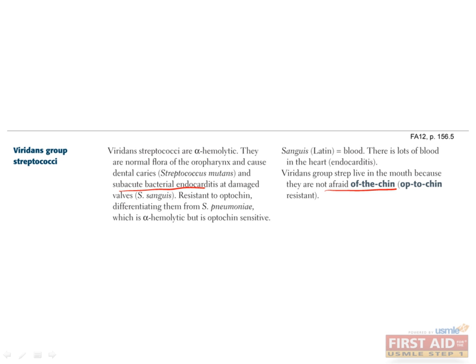A possible scenario is after a dental procedure, when manipulation of the mouth with invasive tools can cause viridans strep to enter the bloodstream. Viridans strep can then travel through the blood and seed itself onto your heart valves. This is most likely to occur if your heart valves are already damaged, for example, if you had rheumatic fever or prior heart surgery.